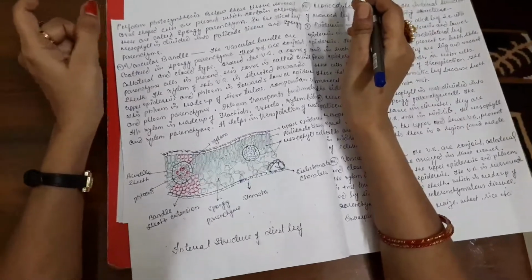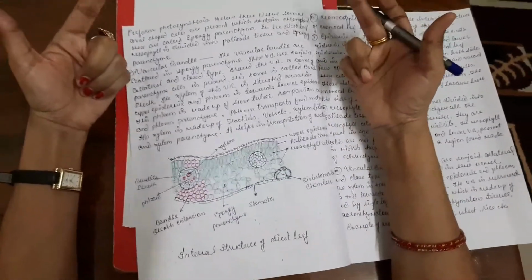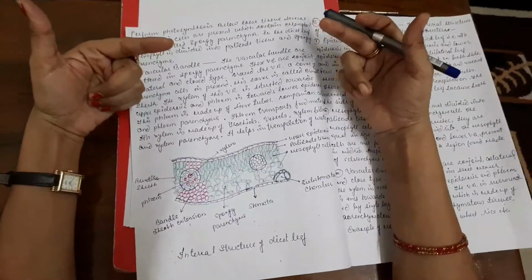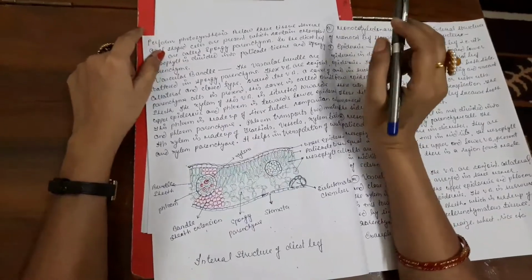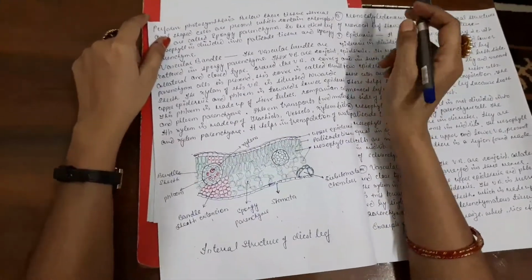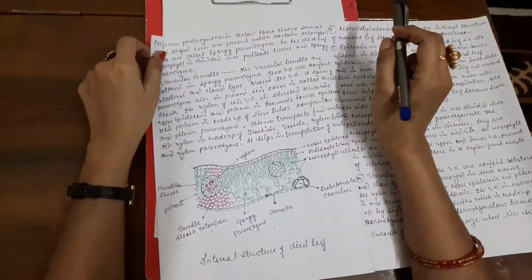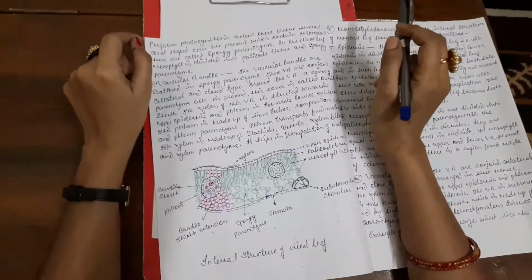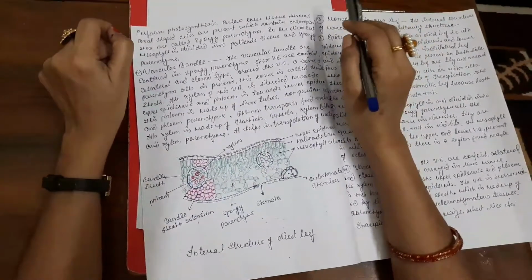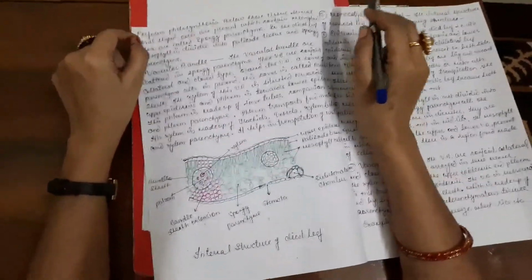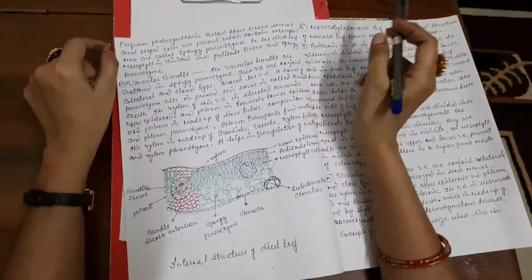The xylem of this vascular bundle is situated towards the upper epidermis and phloem is situated towards the lower epidermis. This phloem is made up of sieve tubes, companion cells and phloem parenchyma, whereas phloem transports food material and the xylem transports water. Xylem is made up of tracheids, vessels, xylem fibers and xylem parenchyma.